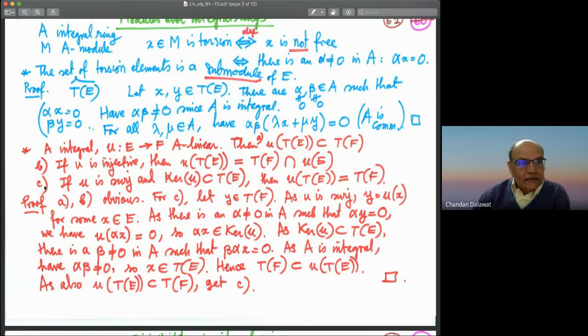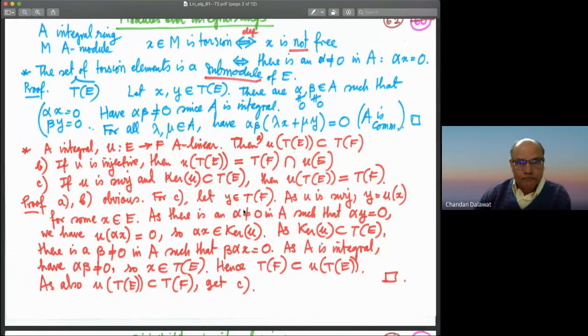This third thing, little c, requires a proof, and we are going to give it here. It says that if U is surjective, and the kernel of U is contained in the torsion subgroup of E, then the image of the torsion subgroup of E is equal to the torsion subgroup of F. Okay?